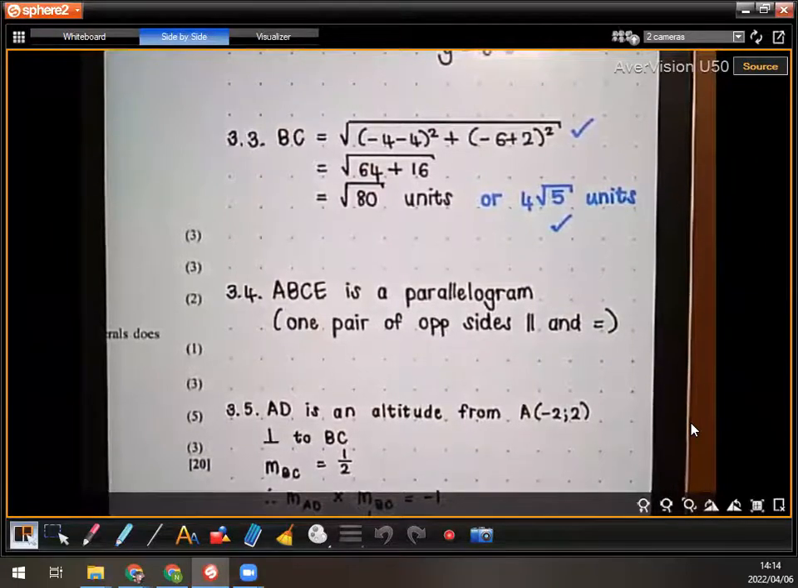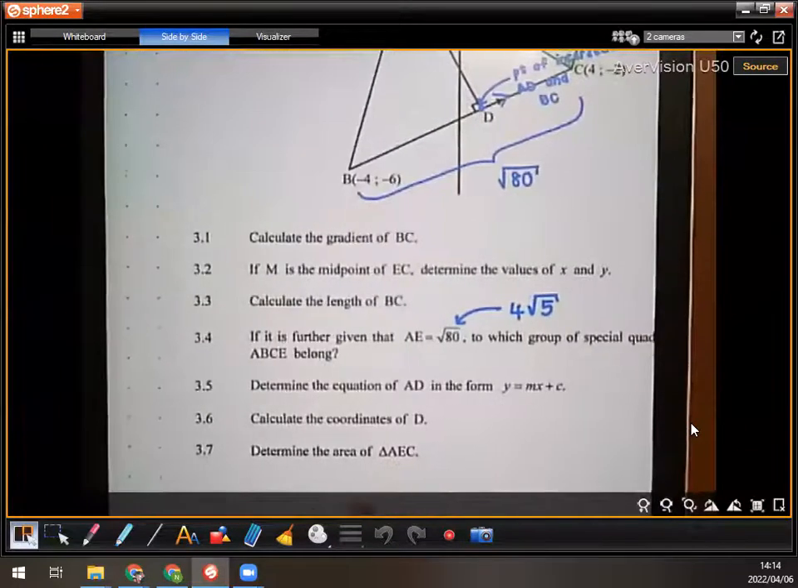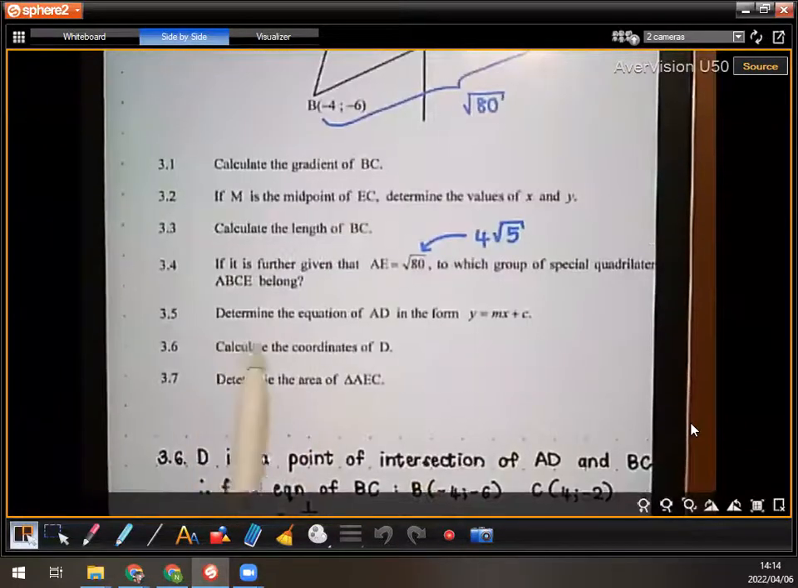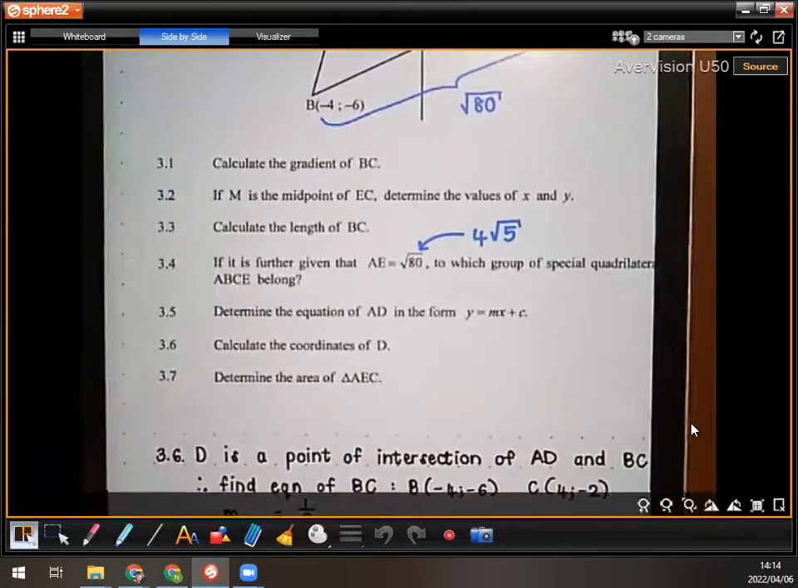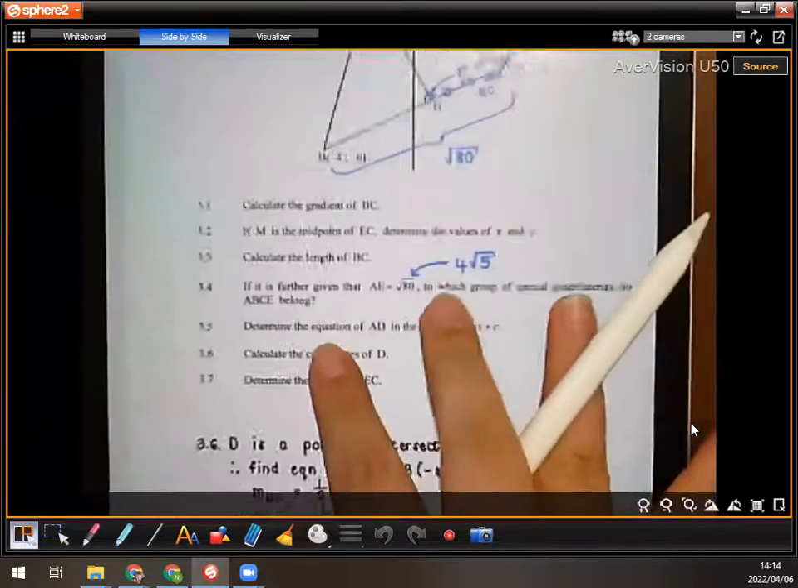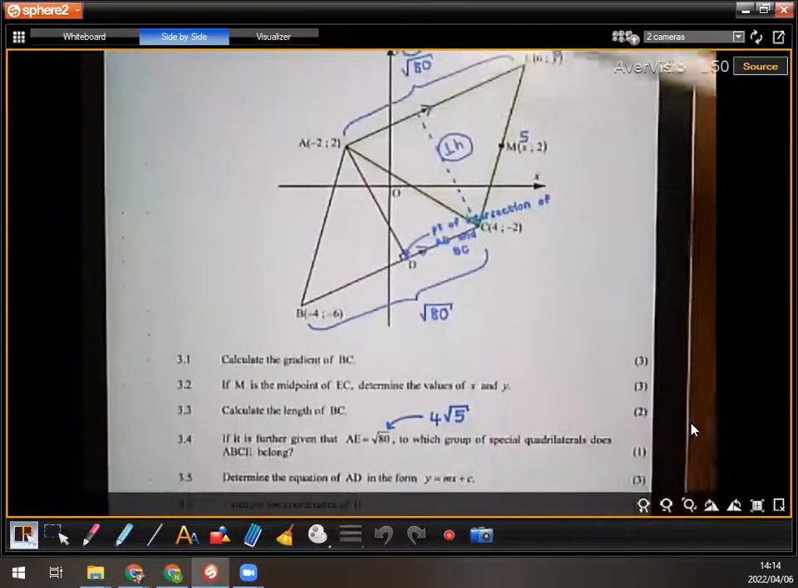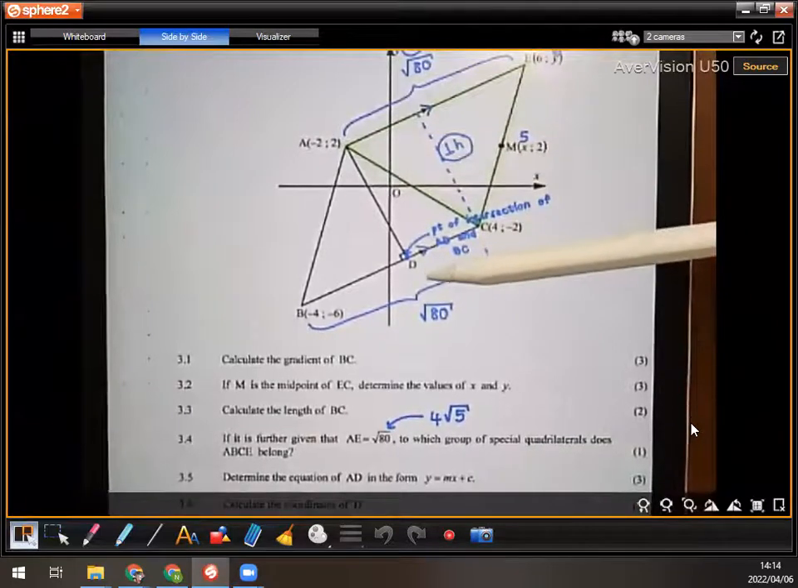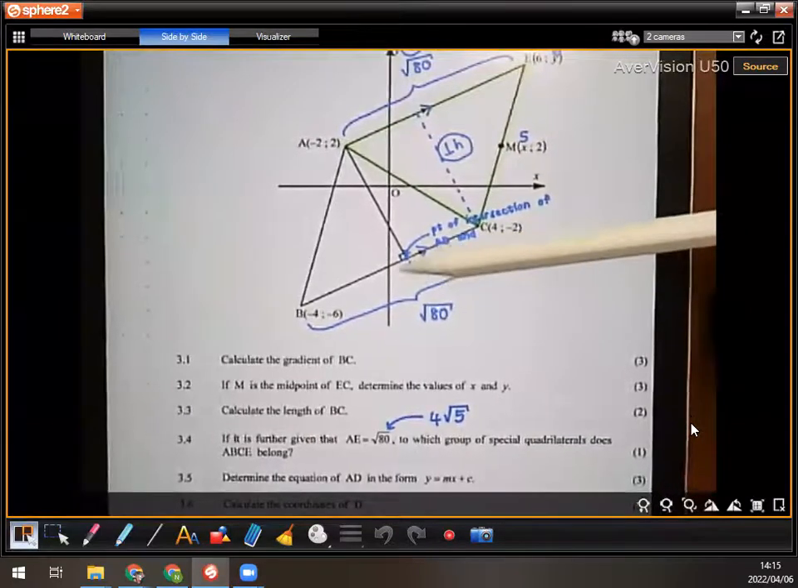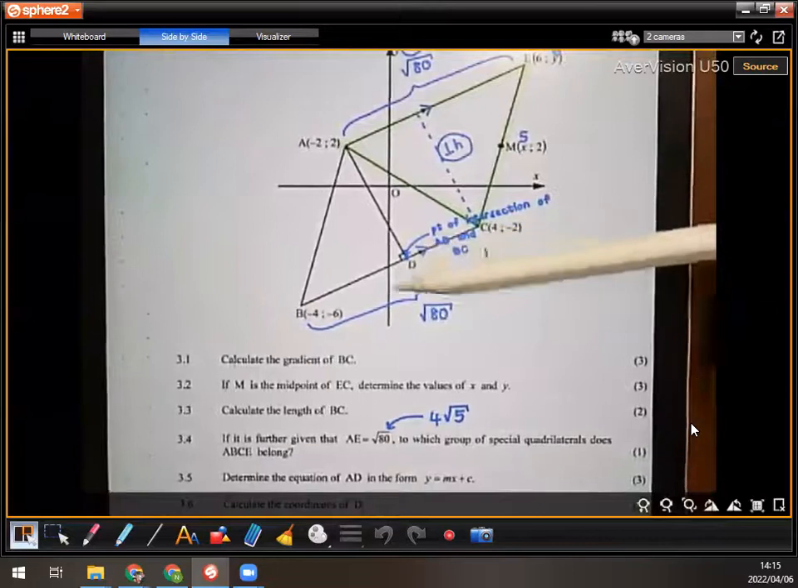Now 3.5 is a bit more complicated. We should look at the question. Let's say, determine the equation of AD. They're not telling us what kind of line AD is. They're just saying determine the equation of AD. Now let's take a look at AD. There's point A. We have the coordinates of A. D is over there. Do we have the coordinates of D? But they tell us what D is.